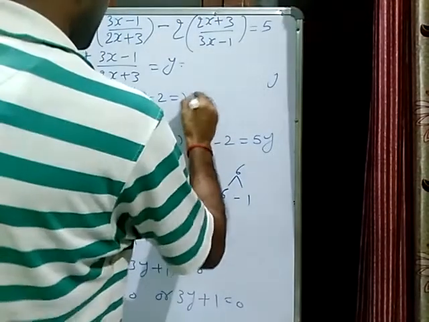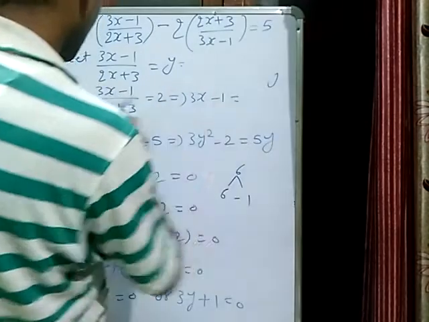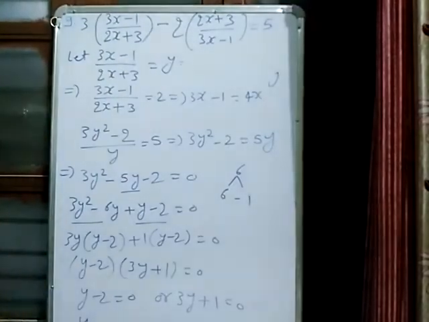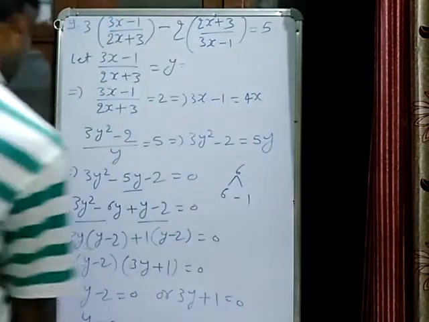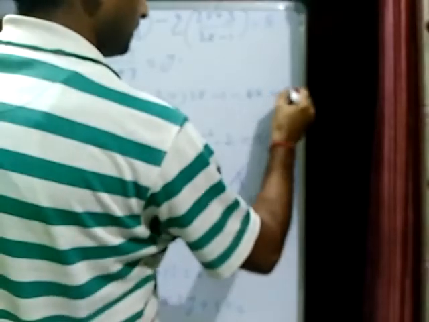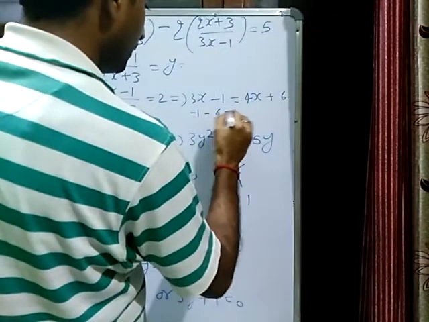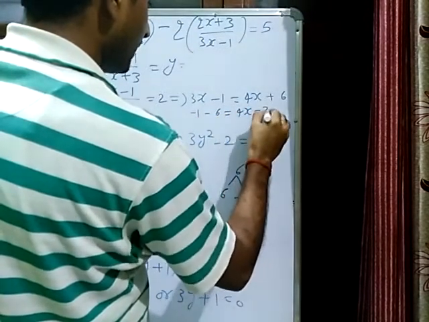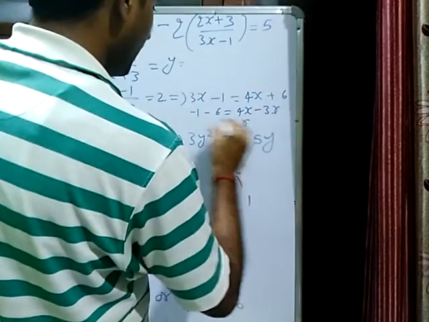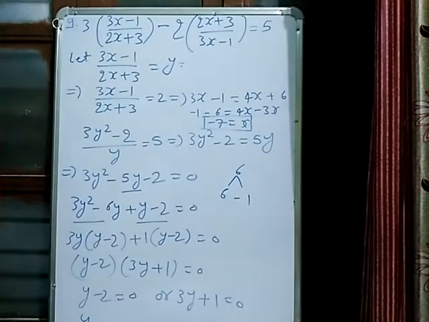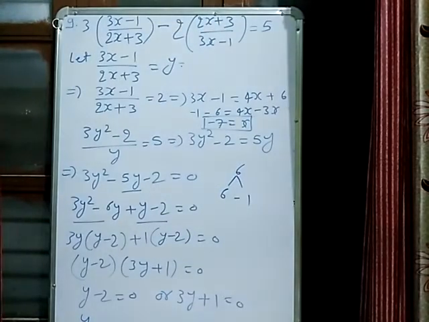So see, this becomes 3x minus 1 is equal to 2 times 2x plus 3, that is 4x plus 6. Transpose it: -1 minus 6 is equal to 4x minus 3x. See, x is equal to, what did we get, -7. So first root is x is equal to -7.